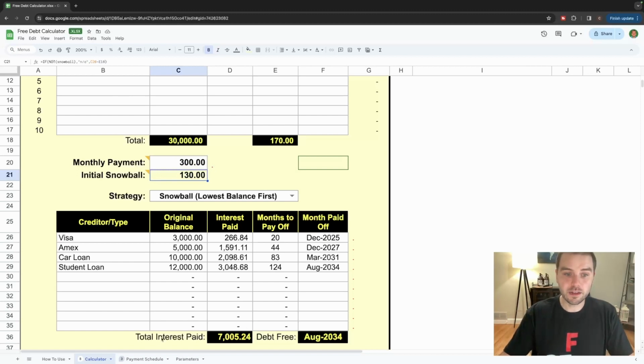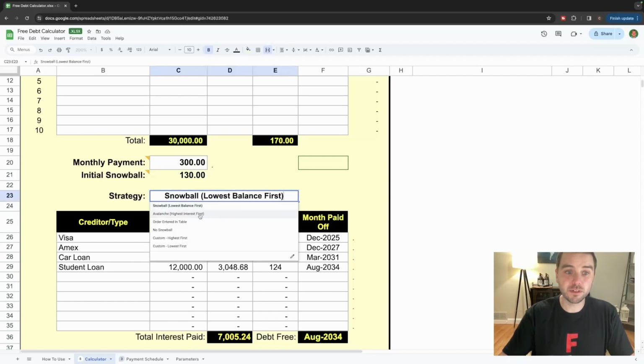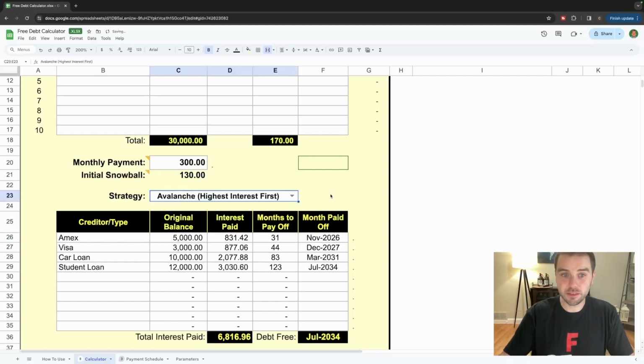And here we're going to see the total interest paid and our debt-free date, right? Because F, debt. So that's the snowball method. Again, lowest value to highest value. That's going to be the order. The next most popular one is called the debt avalanche method. And this is the highest interest percentage first, all the way down to the lowest interest percentage.